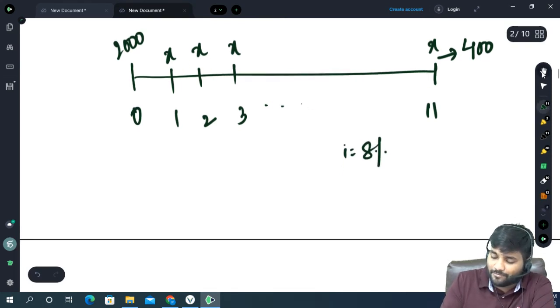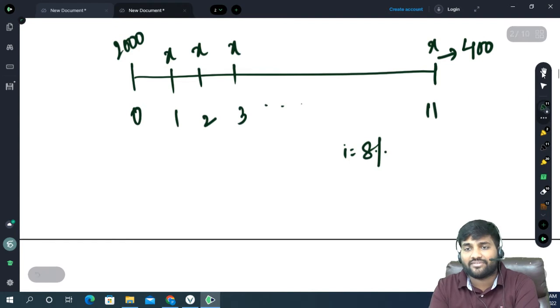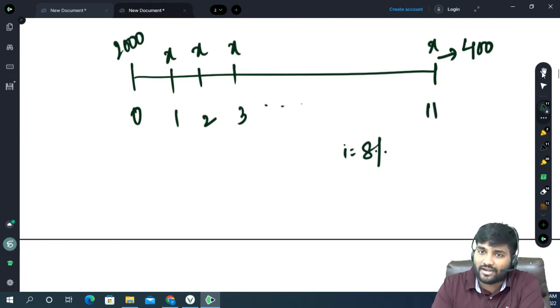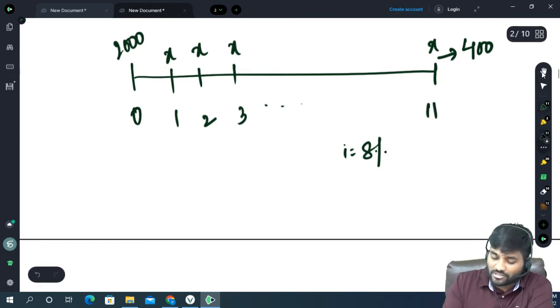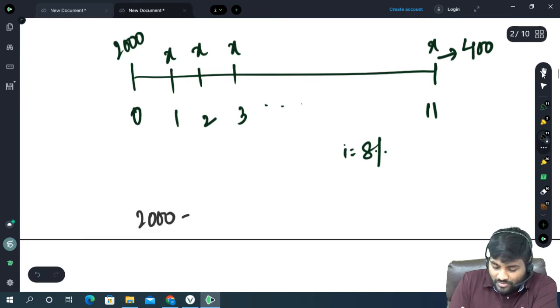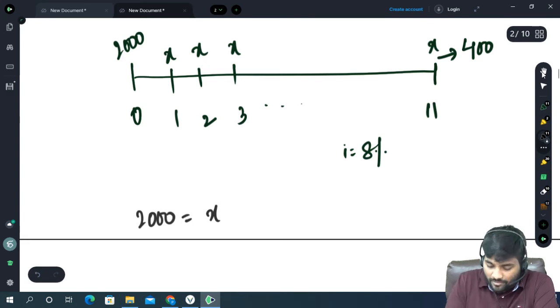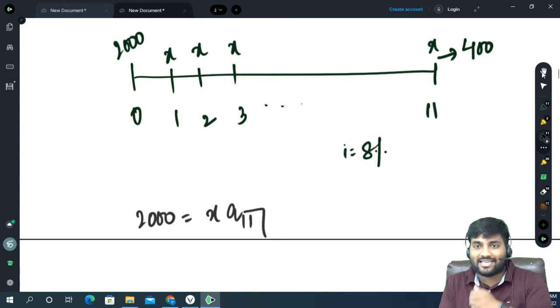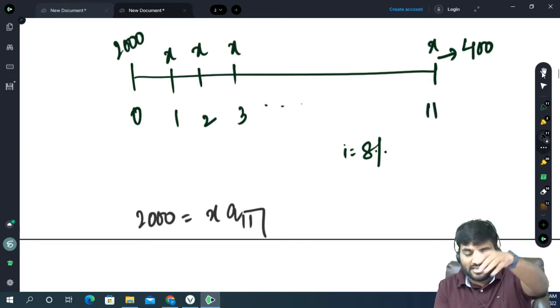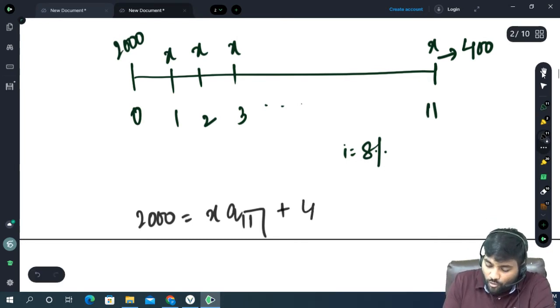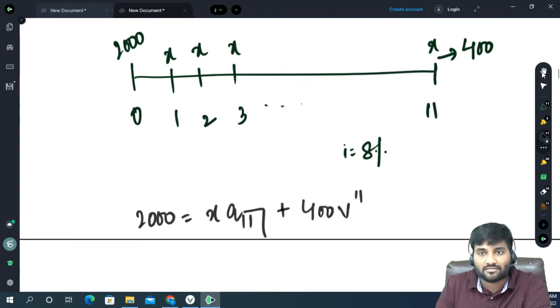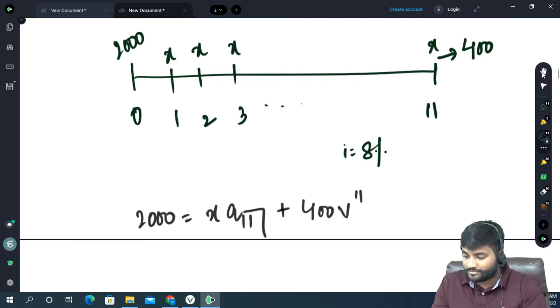Now it's very simple. Equation of value tells us that present value of outflow will be equal to present value of inflow. So basically depositing 2000 is the outflow, and how to match it with the inflow. What is the inflow? X he is withdrawing for 11 years. Present value of X he is withdrawing for the next 11 years, and also 400 is there in the account at the end of the 11th year. Now we need to solve for X. It is very simple. Solve it.